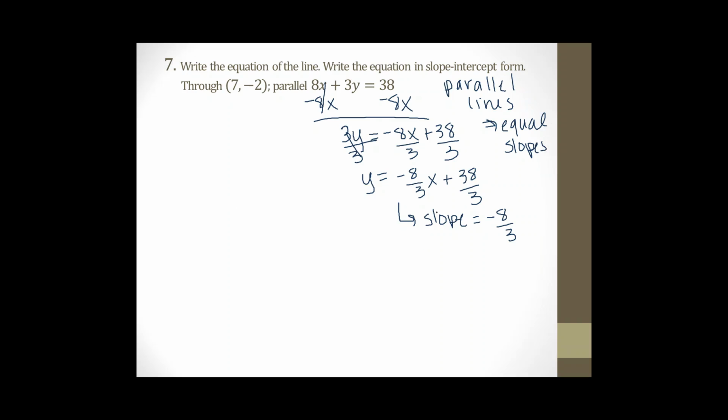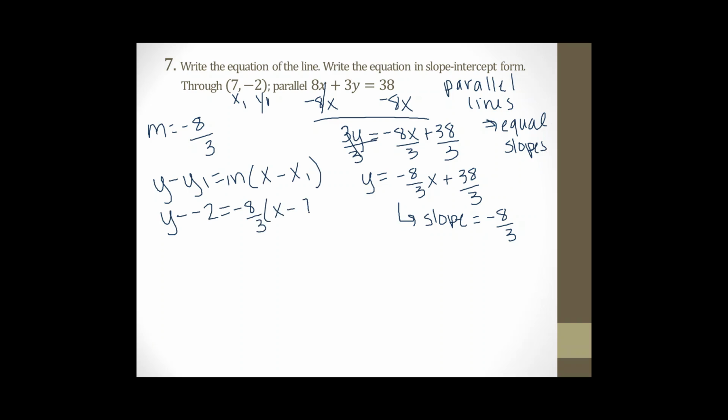So we have the slope that we're going to use, which is negative 8 over 3. So we'll say that m is negative 8 over 3. And then we have a point that we can use that's given to us, 7, negative 2. So remember point slope formula, y minus y1 equals m times x minus x1. So that x1 and y1 comes from the point given to us. So we have y minus negative 2 equals negative 8 over 3 times x minus 7.